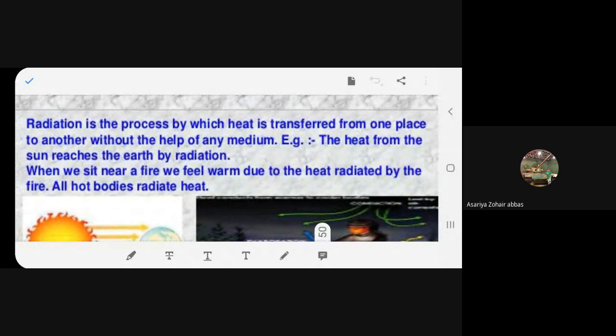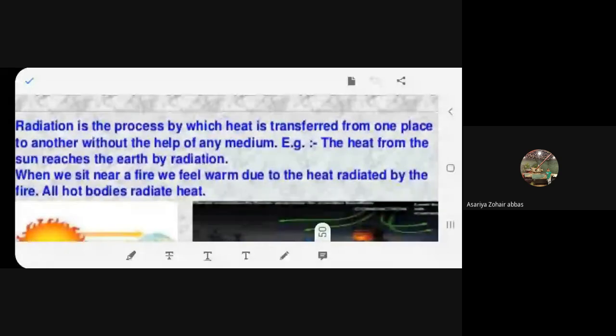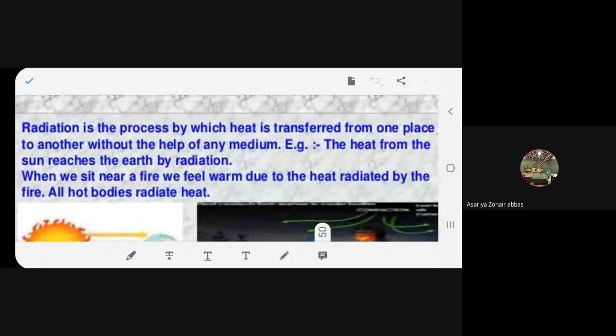Radiation is the process by which heat is transferred from one place to another without the help of any medium. Example, the heat from the sun reaches the earth by radiation. When we sit near a fire, we feel warm due to the heat radiated by the fire. All hot bodies radiate heat. So as we know, radiation is a phenomenon in which heat is transferred from one place to another by rays, and it does not require any medium to travel. So we get it from sun rays as a means of radiation.